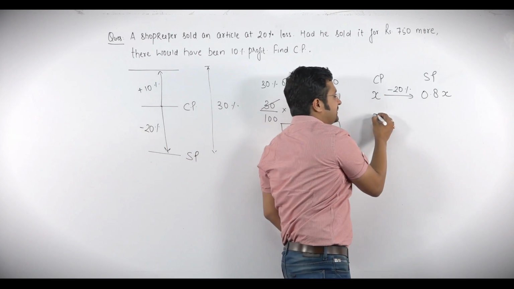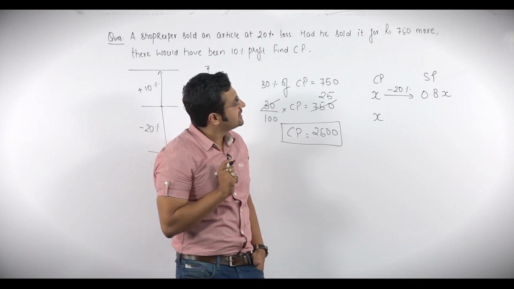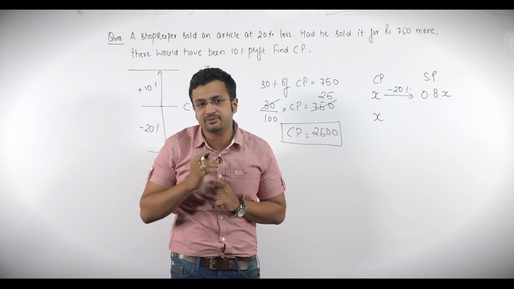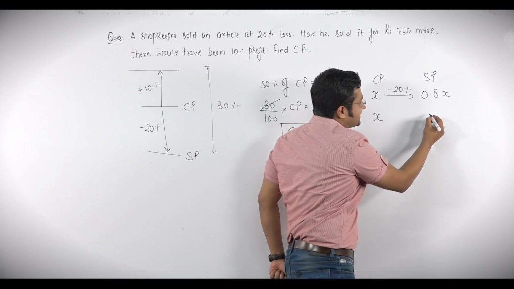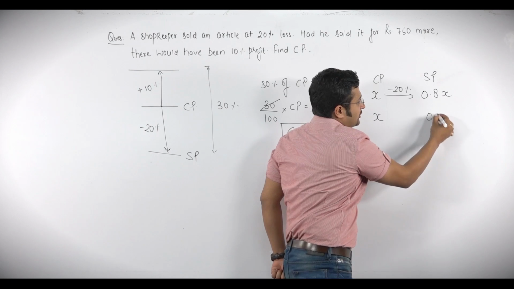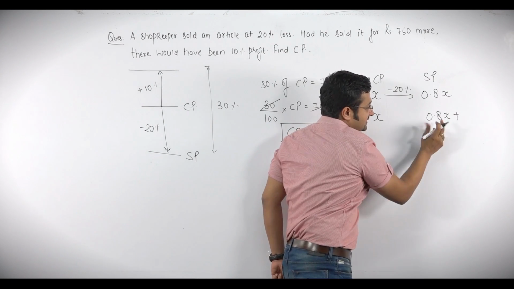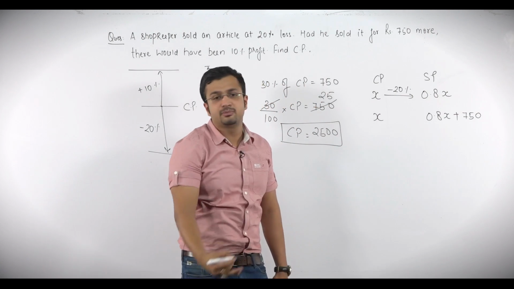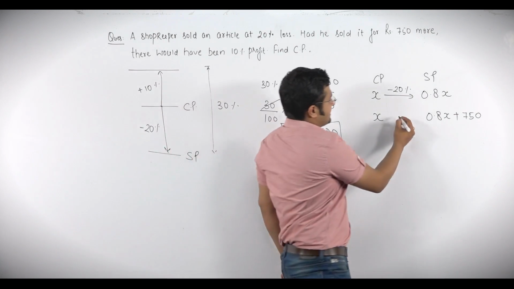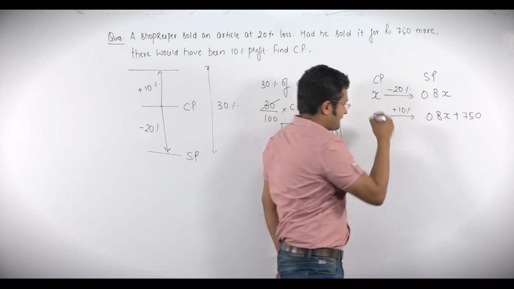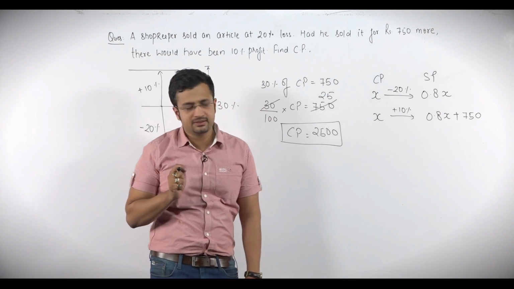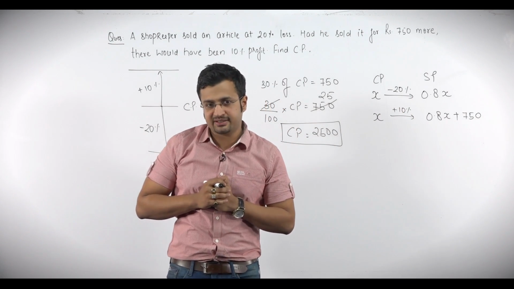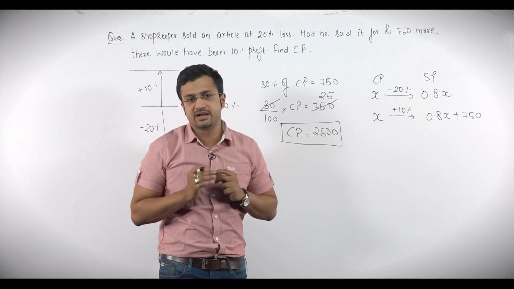Now, in the second case, CP remained same. He sold the article for 750 more. That means he increased the selling price by 750. Now, what is the selling price in the initial case? 0.8x. Now, he sold the article in this case for rupees 0.8x plus 750. Now selling price is increased by rupees 750 and there is 10% profit. And you know one thing, that if you increase something by 10%, what is the multiplication factor for that? It is nothing but 1.1.